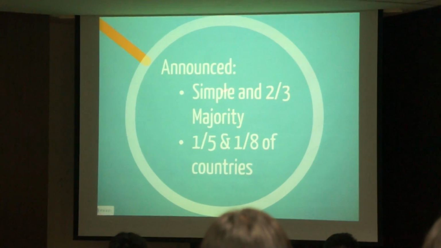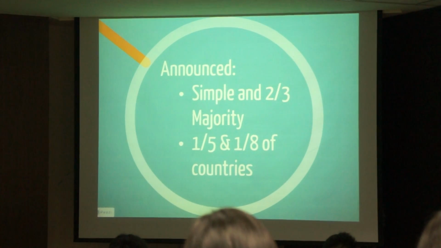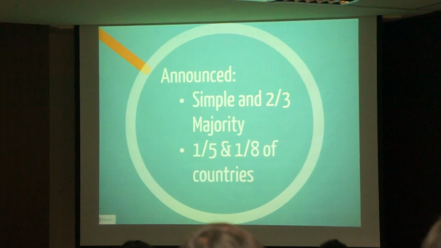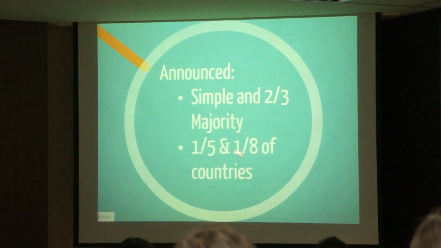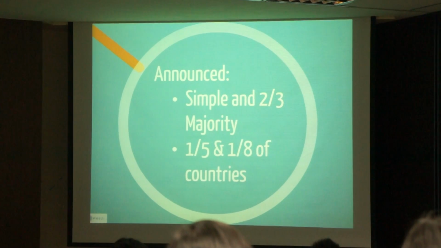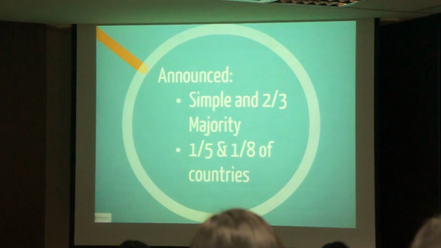The first 2 points are for votings because some votings require simple majority and some votings require 2/3 majority. And these two, 1/5 and 1/8, are for document writing because for every document submitted, you need countries to sign the document.